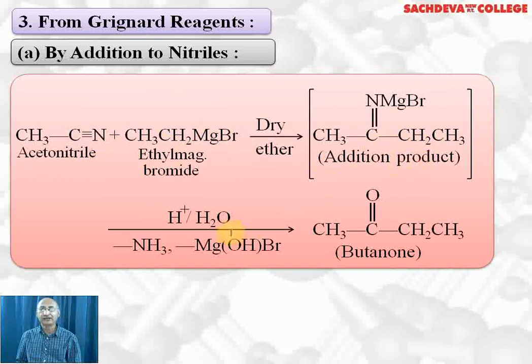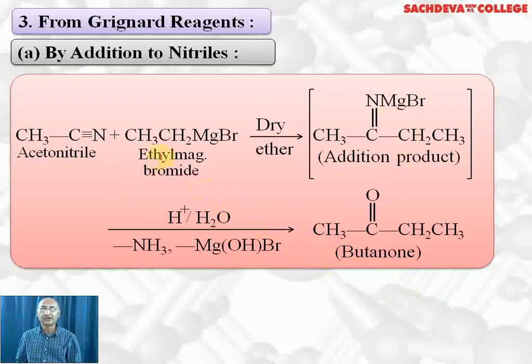From here, we are reacting it with water and H+. So this bond breaks and here we get oxygen. We get 2-butanone plus the side product is hydroxy magnesium bromide. So we have converted acetonitrile to butanone.